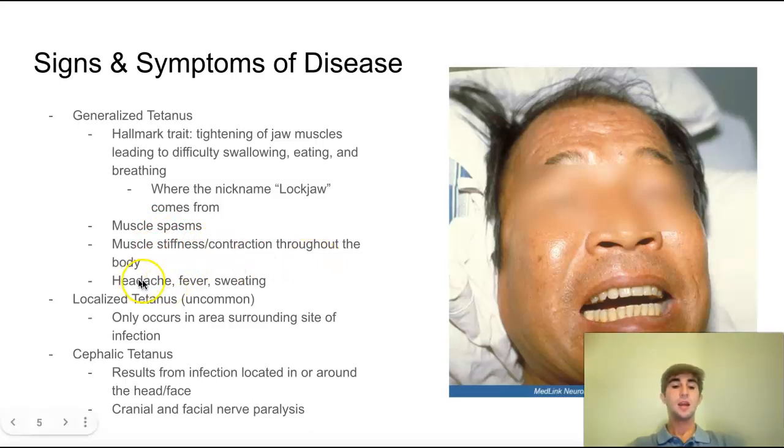It also will lead to headache, fever, sweating, stuff like that. And that's for generalized tetanus. Uncommonly, you'll see localized tetanus, which is just around the site of the infection. And then cephalic tetanus is resulting from an infection, or the site of infection being located in and or around the facial and cranial nerves, and it's going to result in paralysis of those nerves.